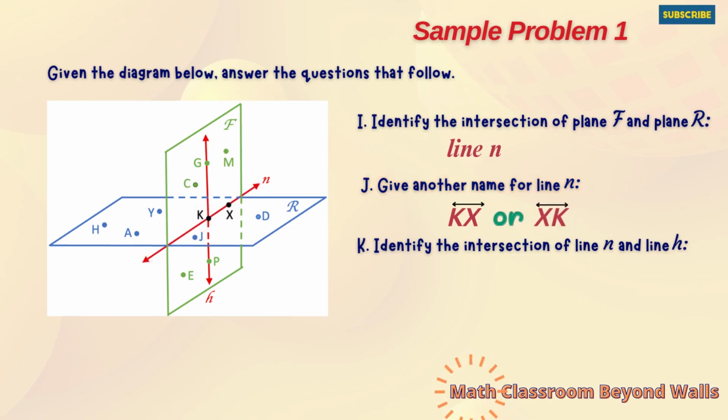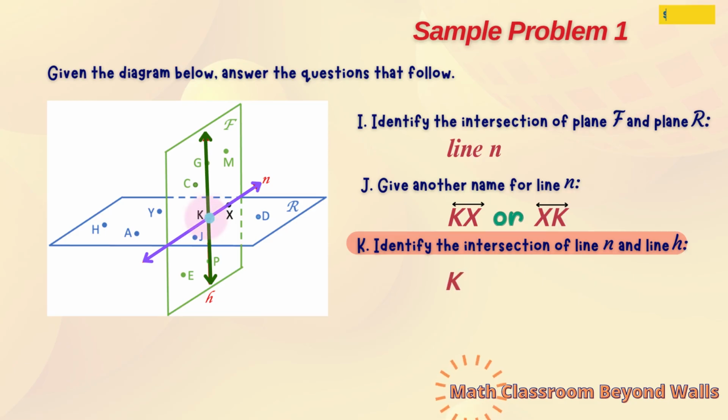We now go to question K. Here, we're asked what the intersection of line N and line H is. Let us locate these two lines on our diagram first and find out where they intersect. Okay, so they intersect at this point, point K. There you are, learners. We're done with sample problem 1. Those are easy questions, right?